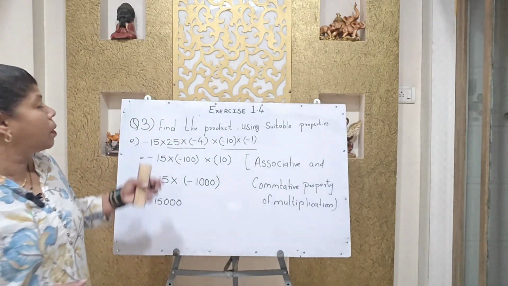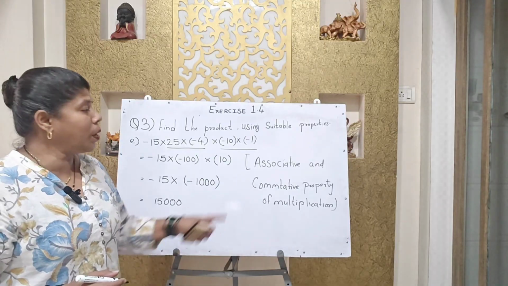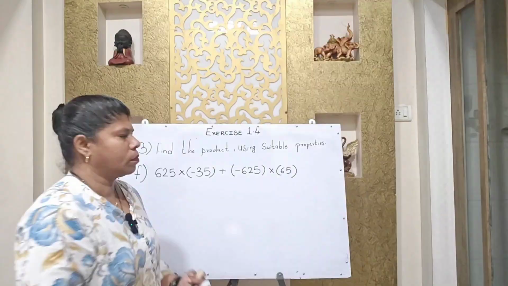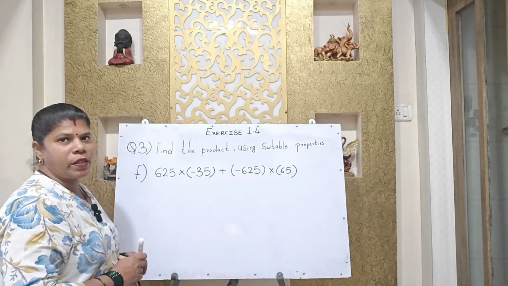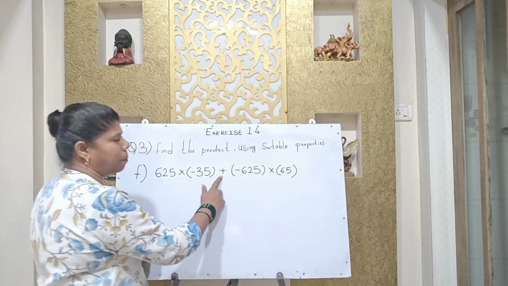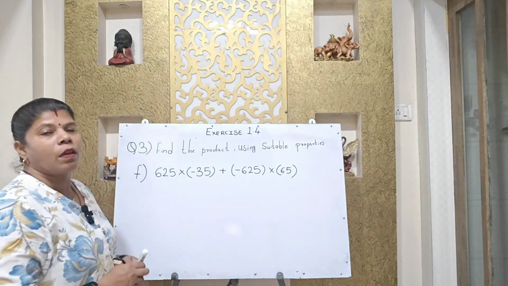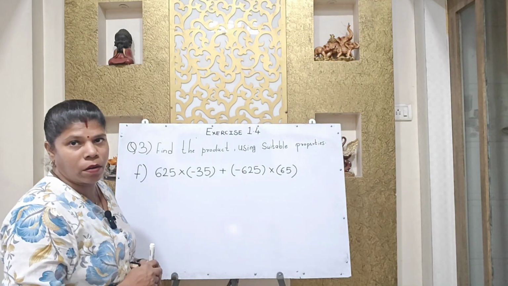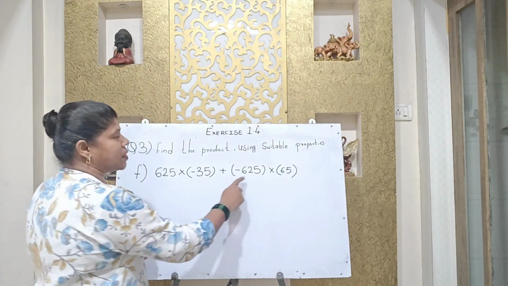Remember, when there are multiple multiplication signs and a lot of negative signs, we can use the associative and commutative property over multiplication. Okay. Question number 3F. First, we will read the question properly. 625 multiplied by minus 35 plus minus 625 and 65. In this sum, there is a similarity: two numbers are similar. Which numbers? 625 and 625.